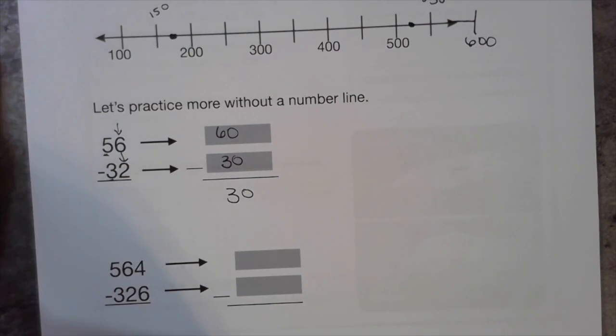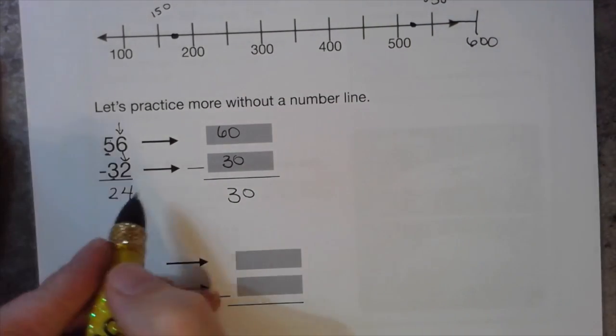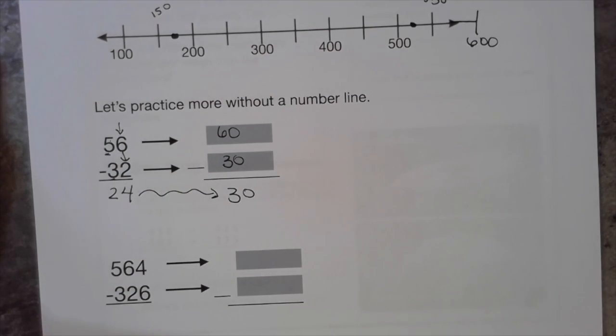Now I'm going to go ahead and do the full subtraction just because I like to do that. Okay, are 24 and 30 pretty close to each other? Yeah, they are. So that's reasonable. What if we have a bigger number?